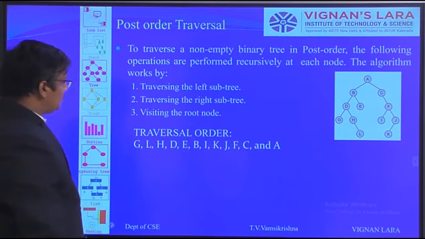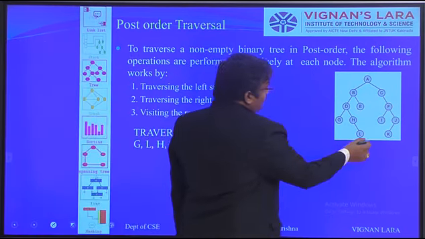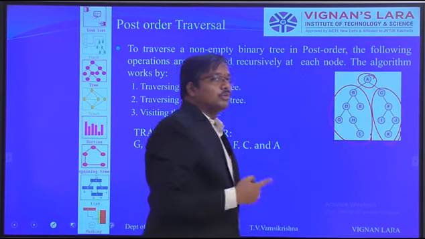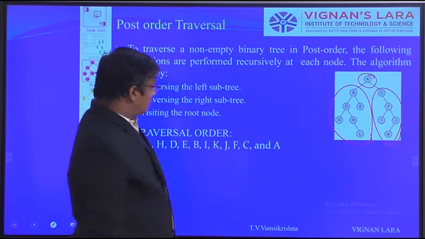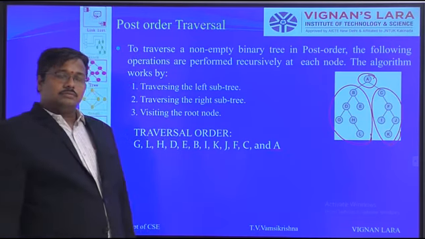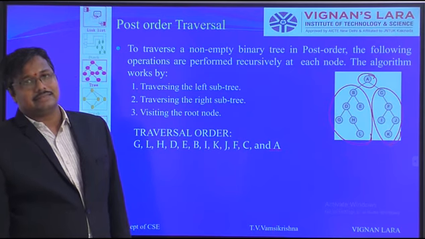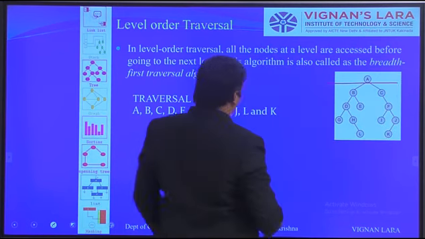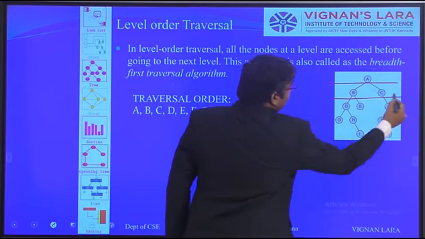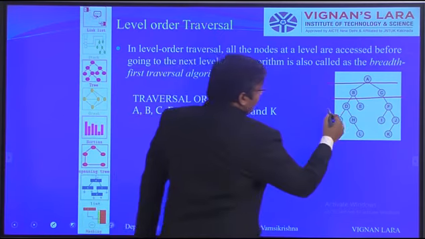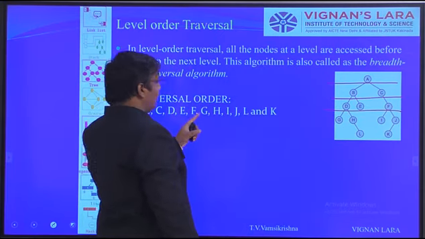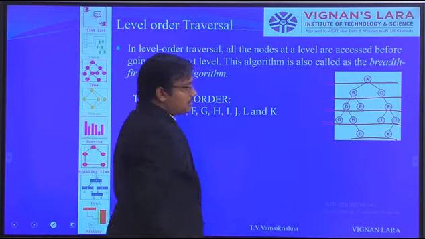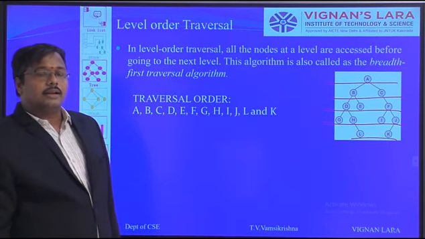Finally, the last traversal, post-order traversal. The very simple logic is first visit the left subtree, then the right subtree, then the root node. That's why we get the root node last. And level order traversal means first visit the first level node A, next the second level nodes B, C, next the third level nodes D, E, F, next G, H, I, J, and then the last level, L and K.